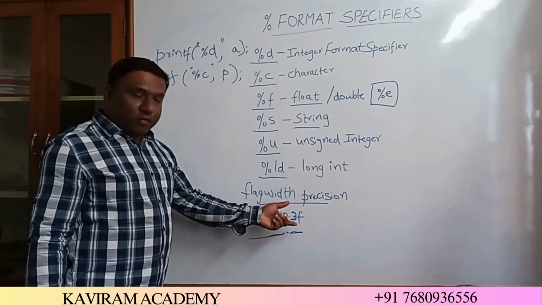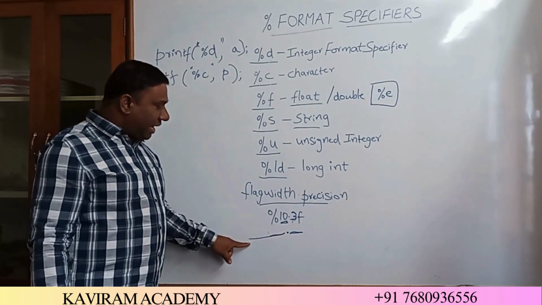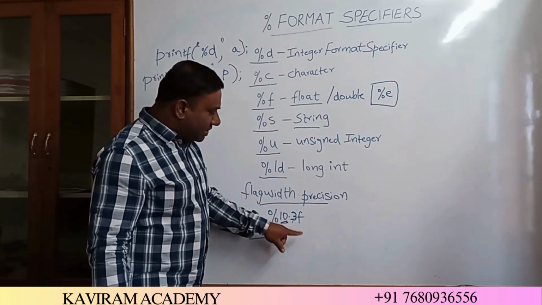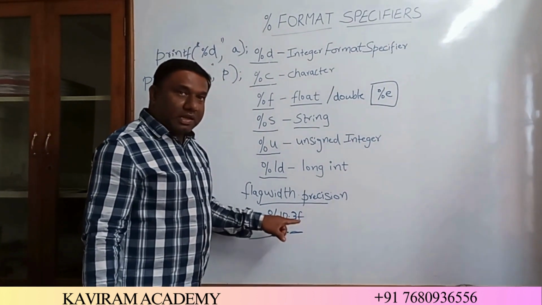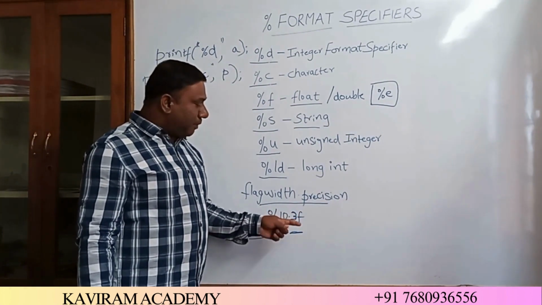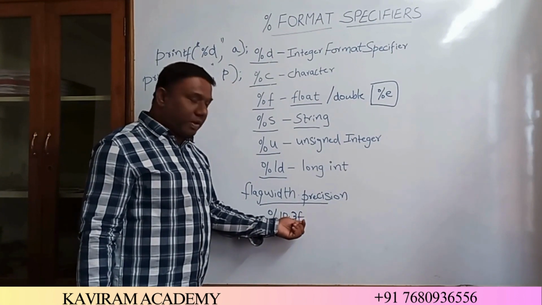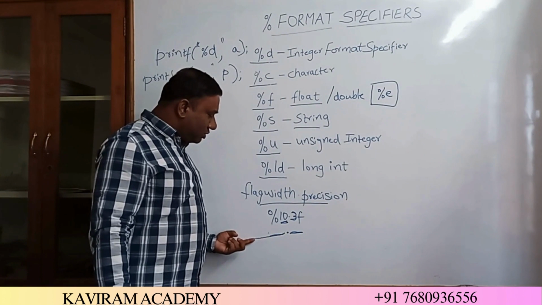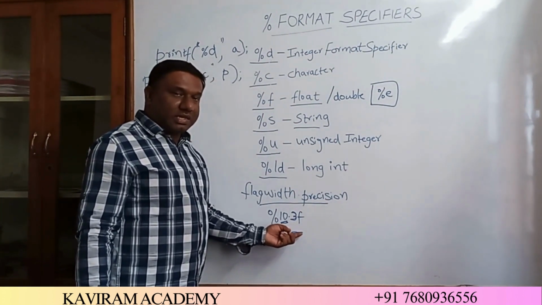The floating point value that is present in my variable will print with 10 width, and dot 3 represents only 3 decimal values. As we know that float can take up to 6 decimal values, out of which I am printing only 3 decimal point values. So if I mention 10.3f like this, it will print something like the 10 width value, and the 3 after the dot represents the 3 decimal values that are there in the variable.